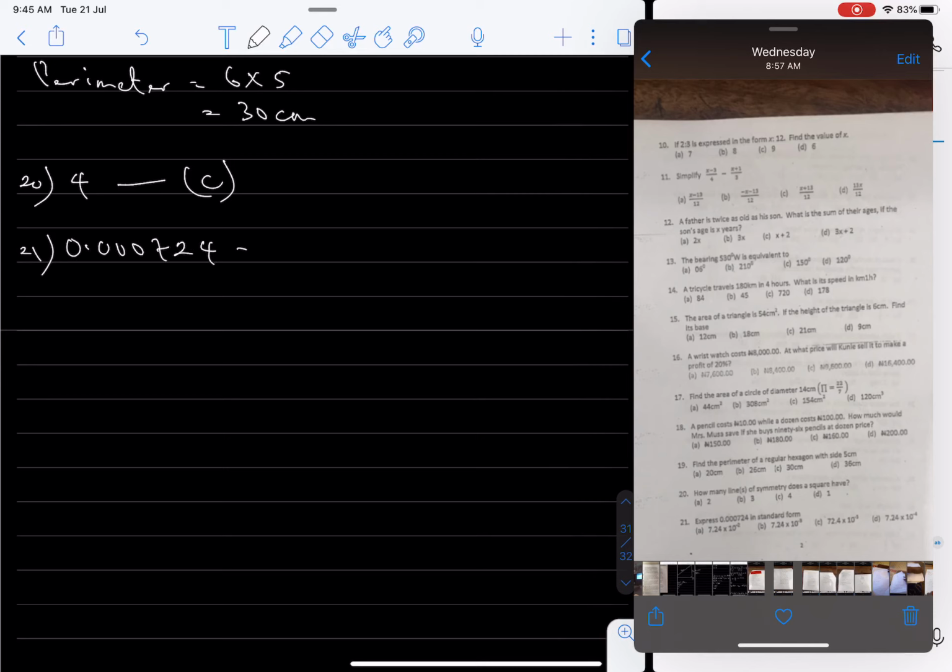So the last one, which is number 21, says express 0.000724 in standard form. That's going to be, just move this decimal 1, 2, 3, 4 forward, and that will be 7.24 times 10 raised to some power. When you move the decimal to the right, the power of 10 is negative, and when you move to the left, it is positive. That's 7.24 times 10 raised to the power minus 4, which is option D.